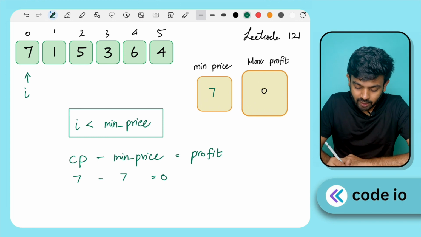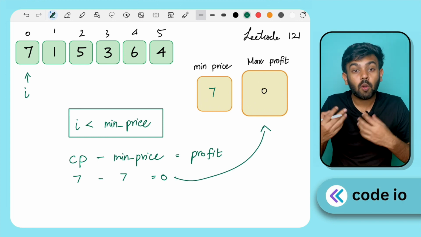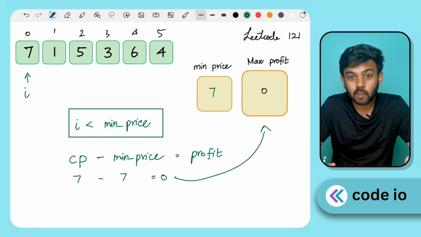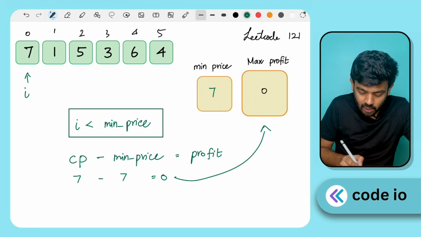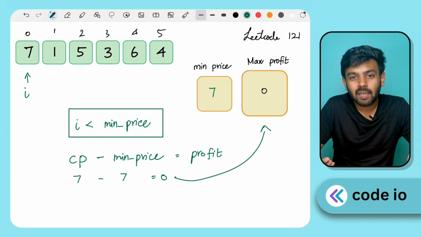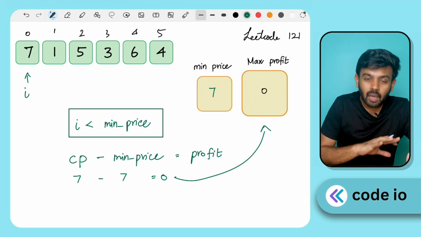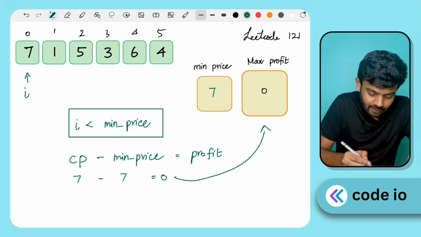Now you are going to check if the 0 is greater than your max profit, because we are trying to maximize the profit. The 0 is not greater than your max profit, so you just ignore this and move to the next iteration.